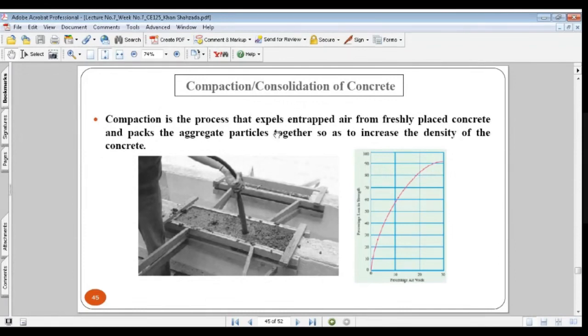Next is compaction, consolidation of the concrete. So compaction is the process. Hamad beta, can you hear me? Yes, sir. Okay.